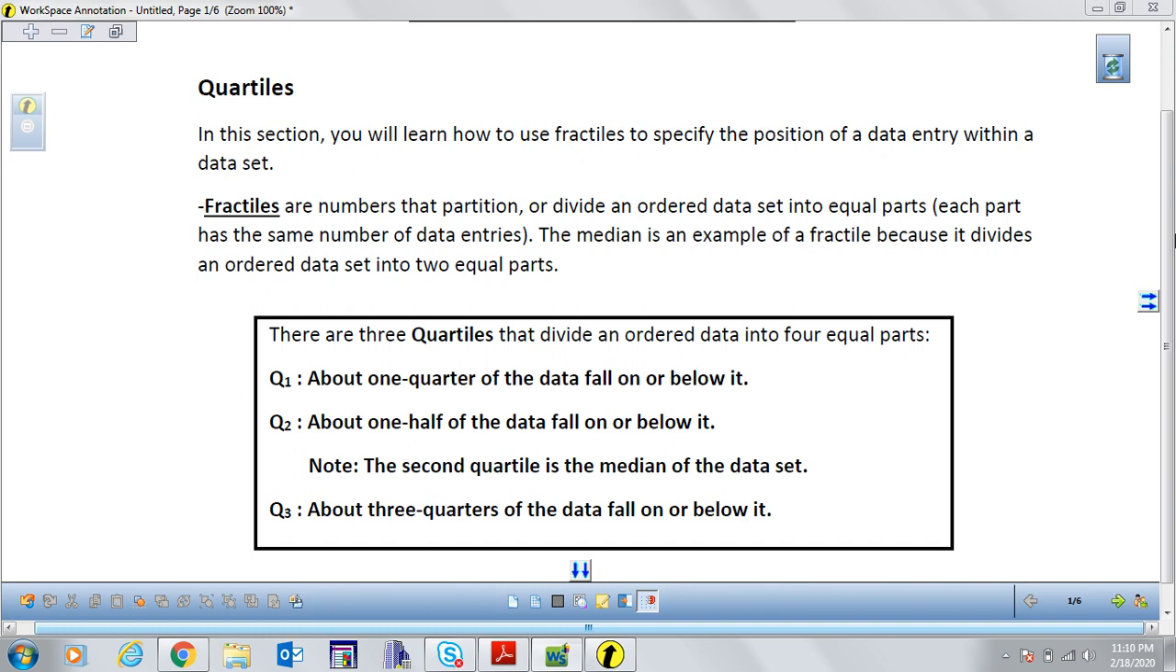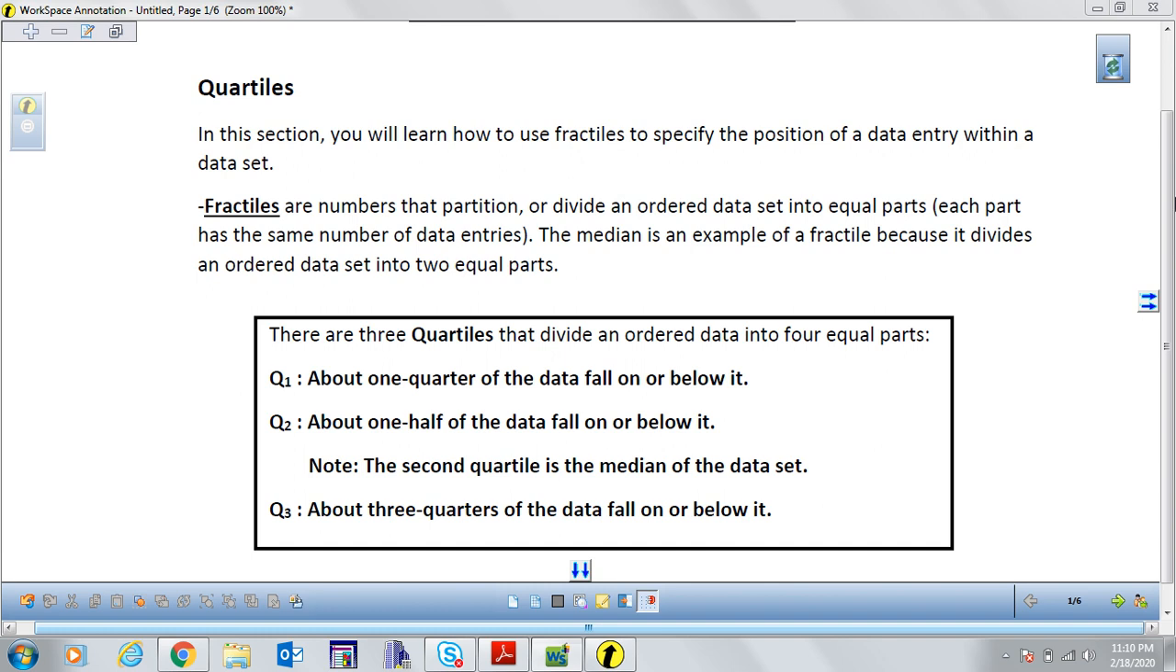Note that the second quartile is always going to be the same as the median of the data set. So when you were calculating the median of a set of values in past sections, in reality you were finding the second quartile. It's just that back then we were not yet introducing this new vocabulary. Q3 is about 3/4 of the data that fall on or below this number. So this is the definition.